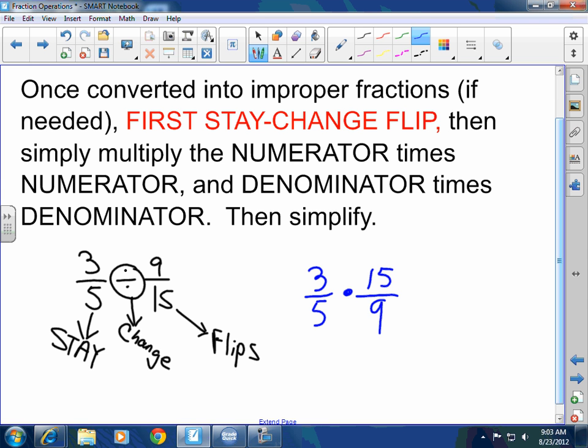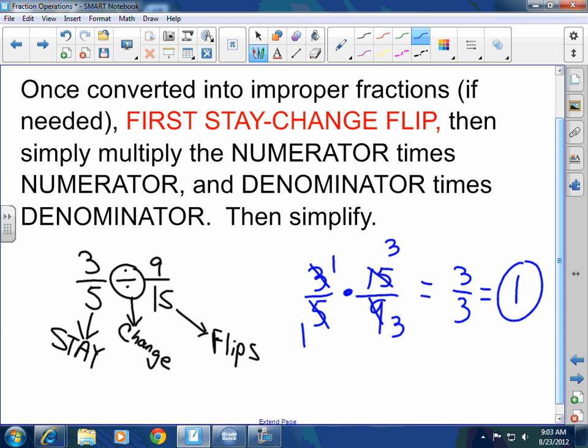Now you multiply like normal. Numerator times numerator, denominator times denominator. But we can cross reduce. 3 goes into 3 one time, 3 goes into 9 3 times. 5 goes into 5 one time, 5 goes into 15 3 times. So this is going to be 3 over 3. So in this case, the answer is 1.